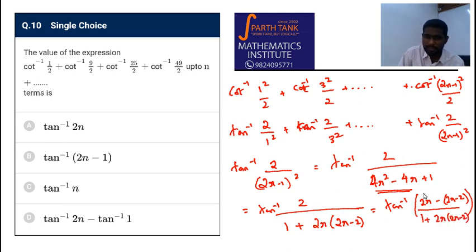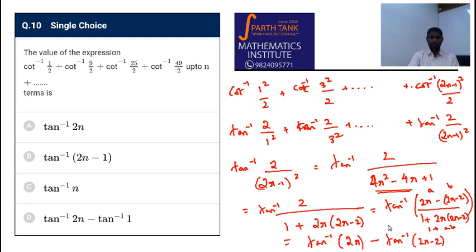So you see, it is tan inverse of (A minus B) by (1 plus AB), which is tan inverse of A minus tan inverse of B. So this is tan inverse of 2r minus tan inverse of (2r minus 2).